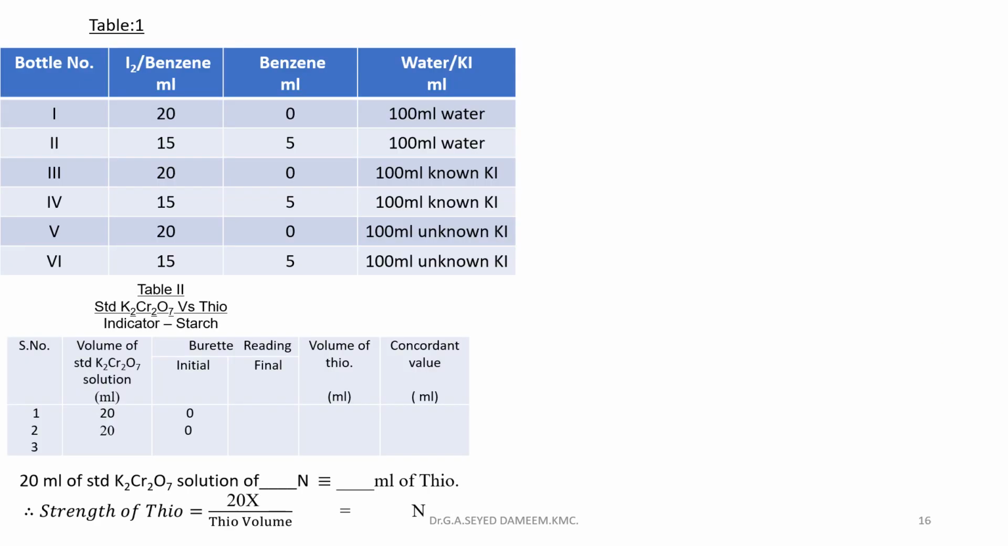Table 1 shows the various concentrations of iodine, benzene and water in various bottles, bottle number 1 to 6, and table 2 shows the titer value, the titration between standard dichromate versus thio. From this titer value, the strength of thio is calculated using the formula: 20 ml of standard dichromate solution of dash normality is equal to dash ml of thio. Therefore, strength of thio is equal to 20 into strength of dichromate divided by titer value of thio. From this, the exact strength of thio is calculated.